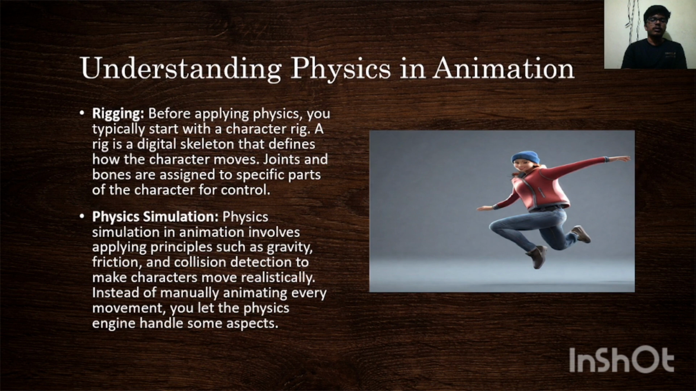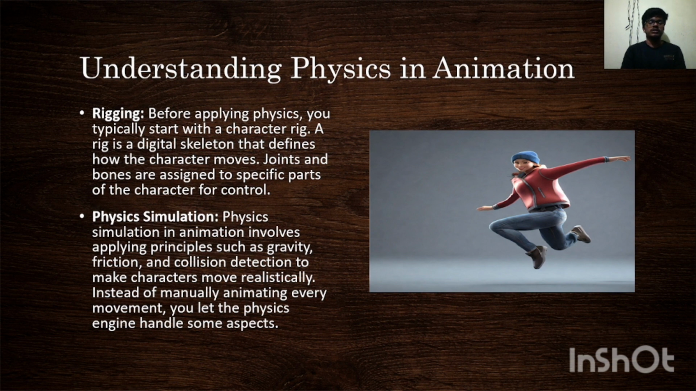Rigging. First, let us know what is rigging. Before applying physics, you typically start with a character's rig. A rig is a digital skeleton that defines how the character moves. Joints and bones are assigned to specific parts of the character for control.